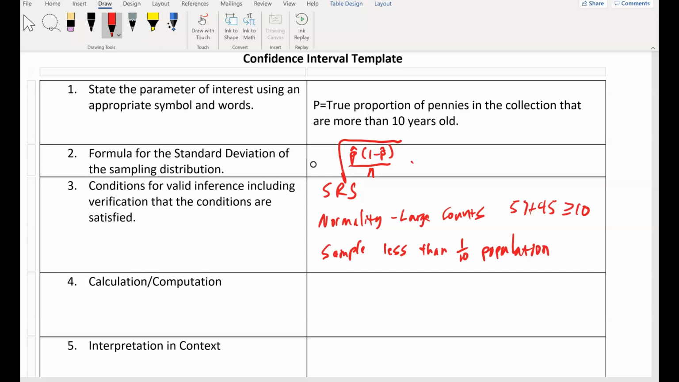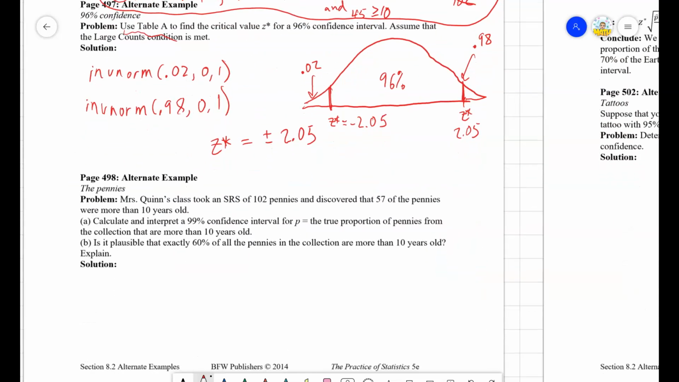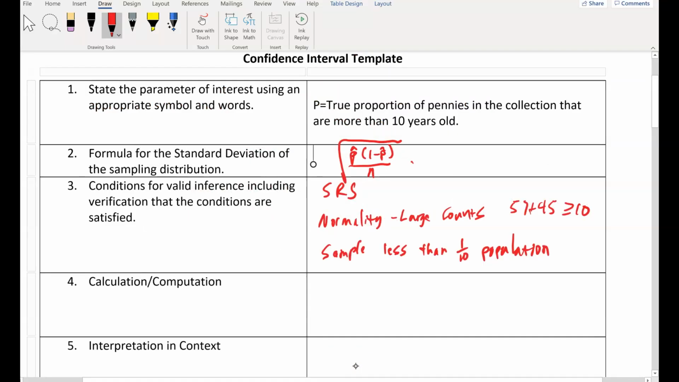So how does the computation work? Let's double back and see. We want a 99% confidence interval, so I'm going to need a Z star for 99% confidence. How do I get that? Let's think about it. If I have 99% in the interval, what am I inverse norming? I have 1% divided by 2, which would be 0.005.